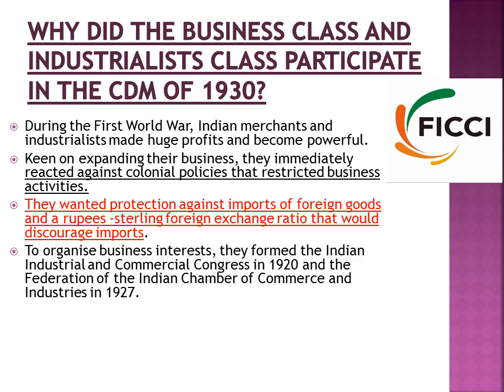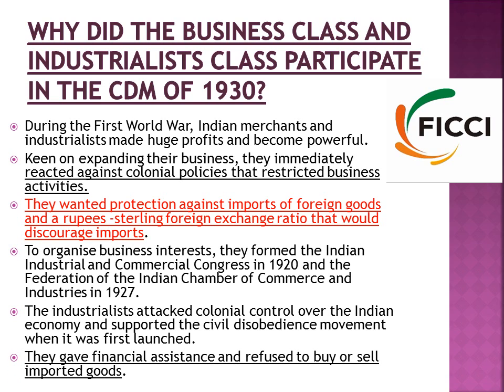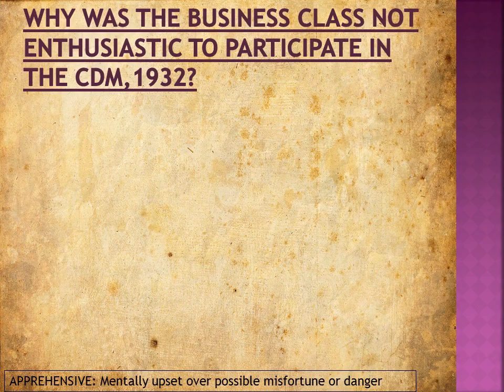Now, to organize the business class, businessmen formed two organizations. First one is the Indian Industrial and Commercial Congress in 1920 and the Federation of Indian Chamber of Commerce and Industries in 1927. The industrialists supported the civil disobedience movement enthusiastically when it was first launched and they even gave financial assistance for it and they refused to buy or sell imported goods.